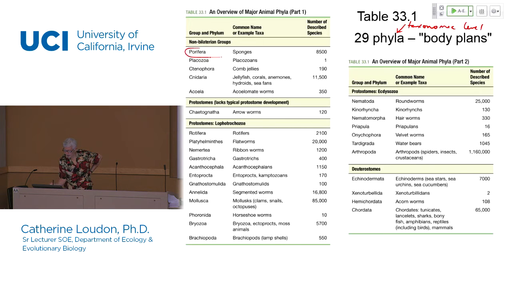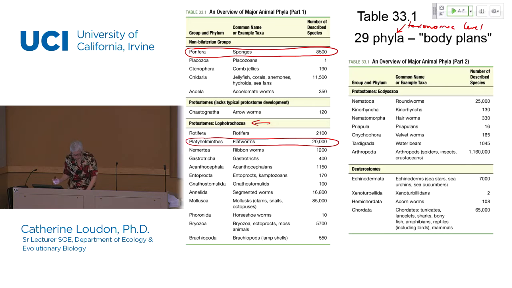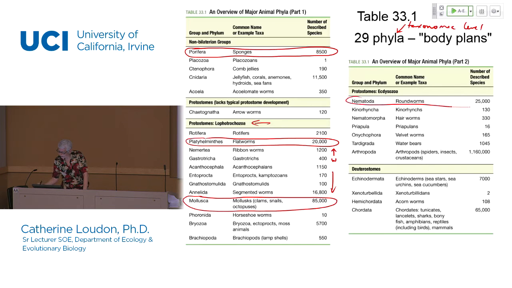In this first group, the only phylum that we'll cover is the sponges, phylum Porifera. When we get to the protostomes in this particular group, we'll cover the flatworms, Platyhelminthes, and we'll also cover the mollusks, phylum Mollusca. So this will be Wednesday. We'll cover these two phyla, and then we will cover some of the ecdysozoans. We'll cover the nematodes and also the arthropods. This will be on Friday.